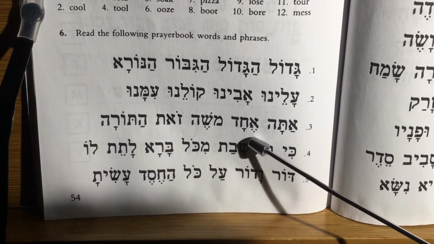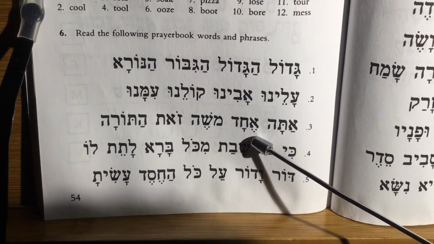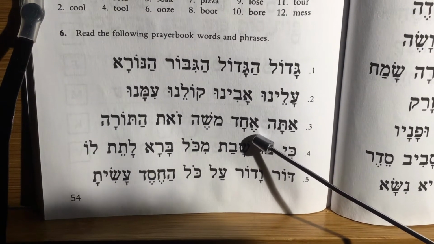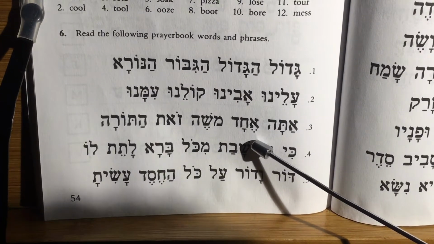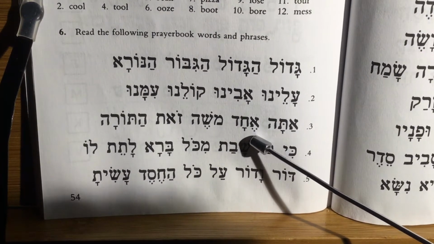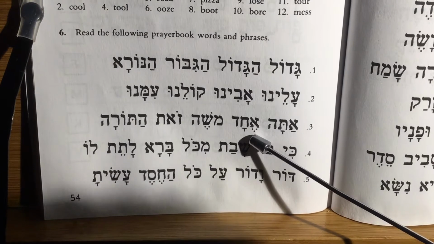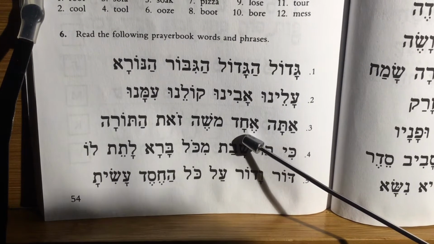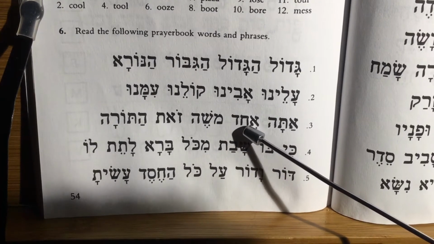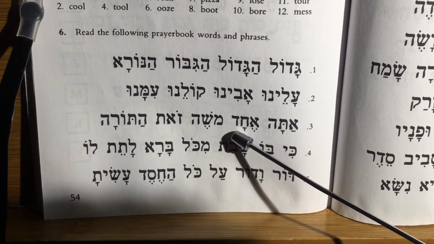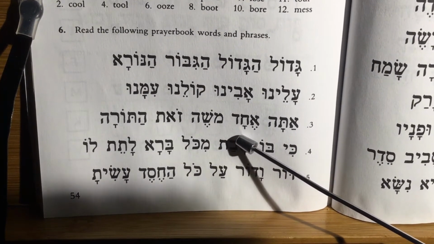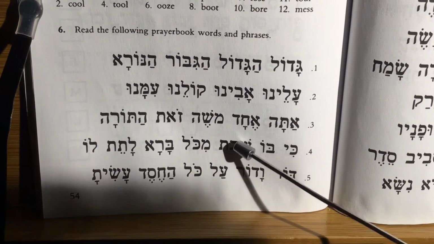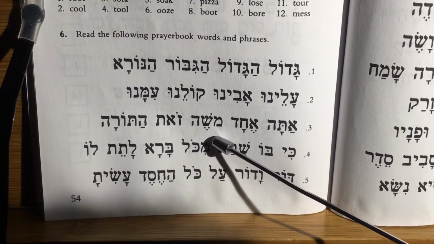All right, and this is an E-class vowel, the segol. This is the segol, and that's a short E. So now you have the aleph. Now this is going to be an E, and the E sound is like an egg. Let's say echad. That makes one, echad. Okay.